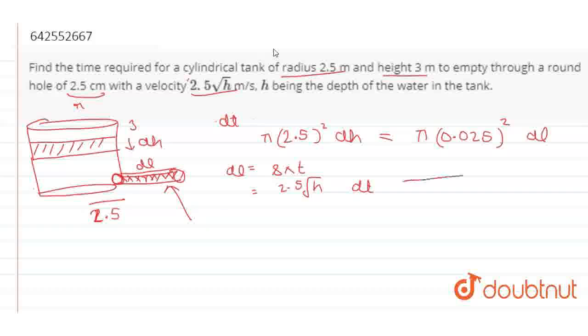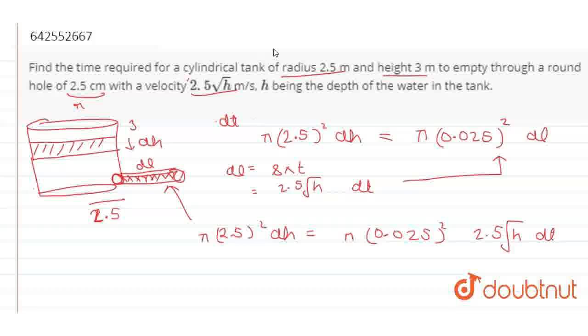Now plugging these values here, we get pi 2.5 square dh is equal to pi 0.025 square into 2.5 root h dt. Here we get dh by dt is equal to minus 2.5 into 10 raised to power minus 4 root h. Note that we have put a minus sign here because the rate of change of height with respect to time was negative, as height was decreasing.